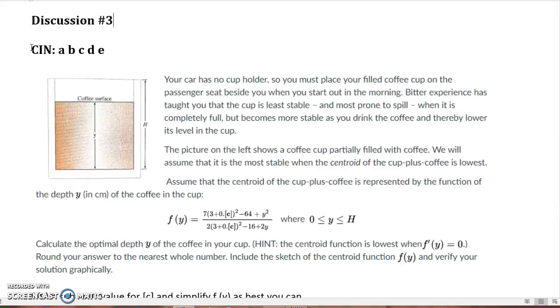So the scenario here, and I'm not a coffee drinker, so I guess this could apply to any liquid, but if you're driving in your car and you've got a beverage, we obviously don't want the thing to spill and make a mess. So let's be cognizant of where the centroid, or the geometric center, of your beverage happens to be. It says your car has no cup holder, so you must place your filled coffee cup on the passenger seat beside you when you start out in the morning.